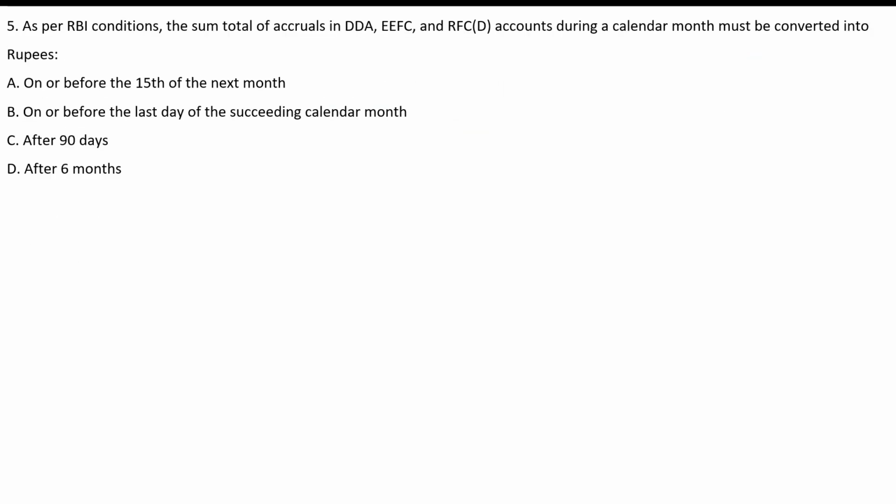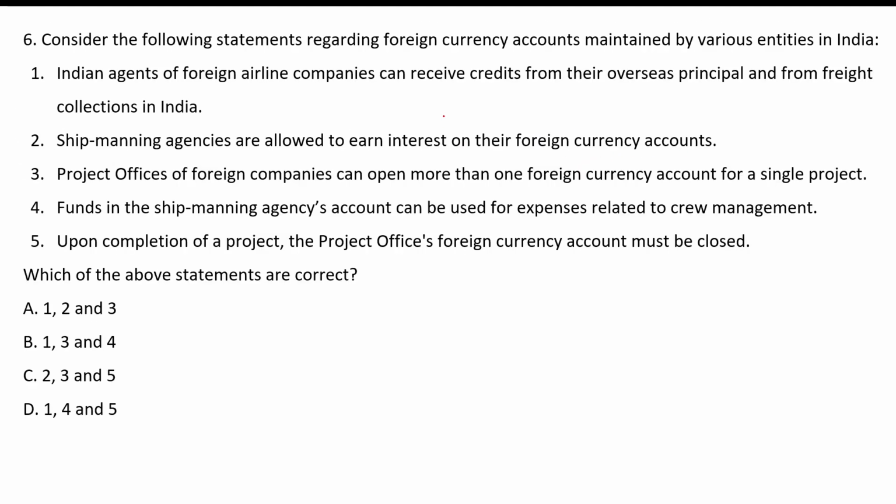As per RBI's condition, the sum total of accruals in DD, EFC and RFC-D accounts during a calendar month must be converted into rupees on or before the last day of the succeeding calendar month. So this is correct, not after 15 days, or 90 days, or after 6 months. So the accruals in these accounts should be converted by the end of the next calendar month. So B is the correct answer for this question.